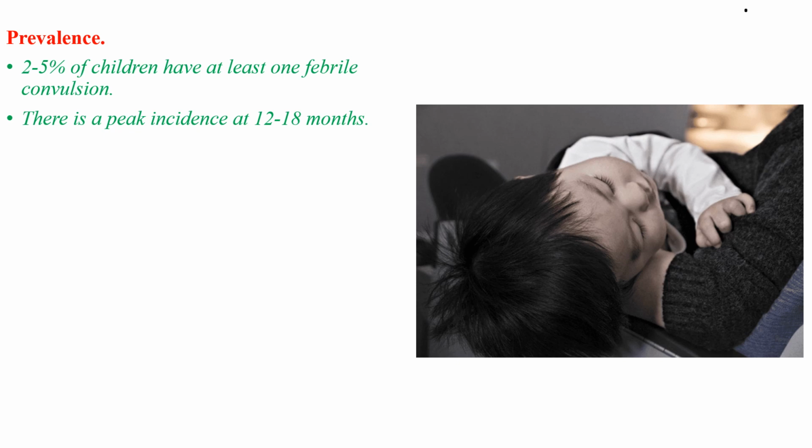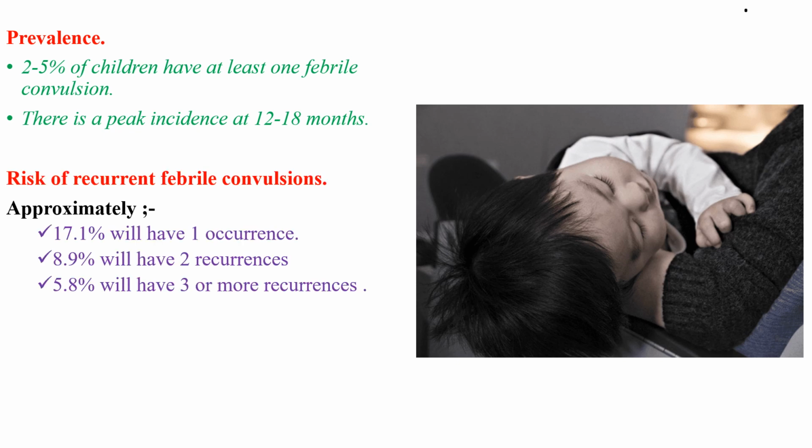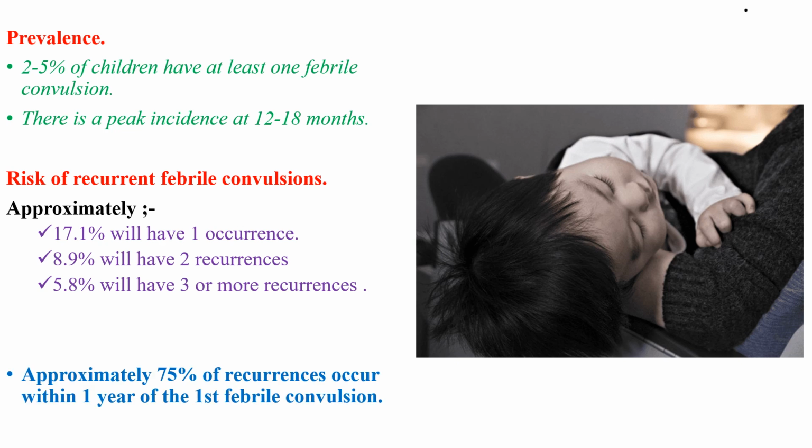When we see the prevalence, 2 to 5% of children have at least one febrile convulsion, and the peak incidence is between 12 to 18 months. Risk of recurrent febrile convulsion is around 70.1% will have one recurrence, 8.9% of them will have two recurrences, and 5.8% will have three or more recurrences, according to one big study. Approximately 75% of recurrences occur within 1 year of the first febrile convulsion.